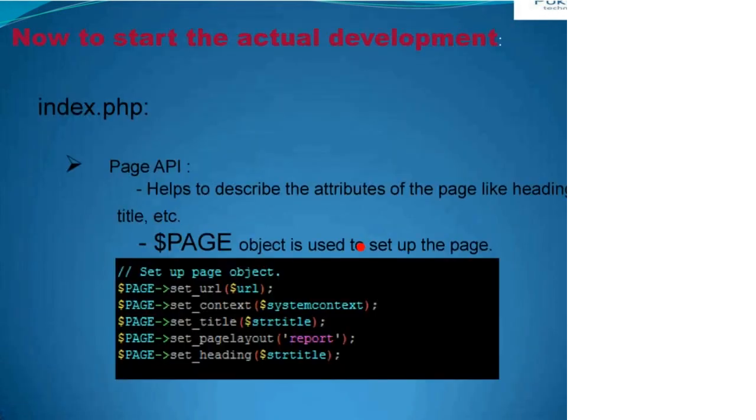So the index.php file includes your page setup, and it also includes the thing which you would like to output to the screen. For setting up your page, there's an API used in Moodle called Page API, and $page would be the object used to set up the page, and it has various functions like set URL, set context, set title, set page layout, set heading, where you can define your URLs and your headings and what kind of layout you would prefer. You can do all those things using your $page object.